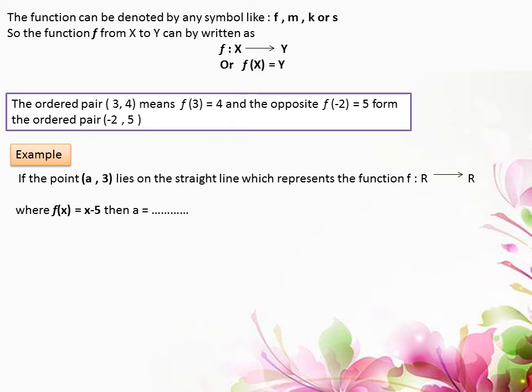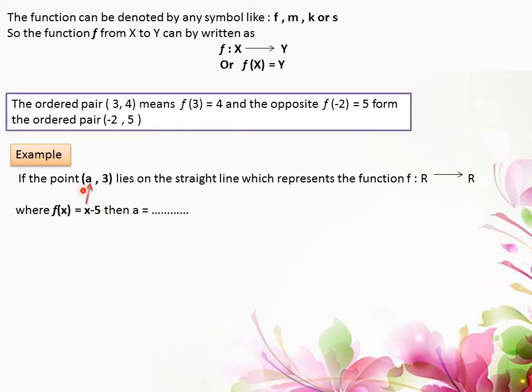If the point (a, 3) lies on the straight line which represents the function f from R to R, where f of x equals x minus 5, then a equals what?